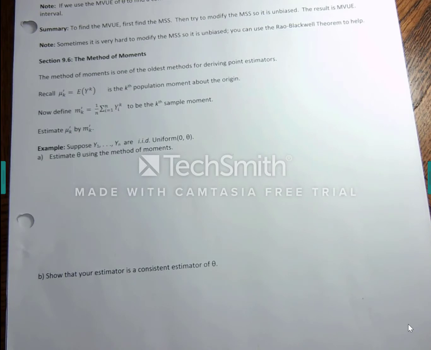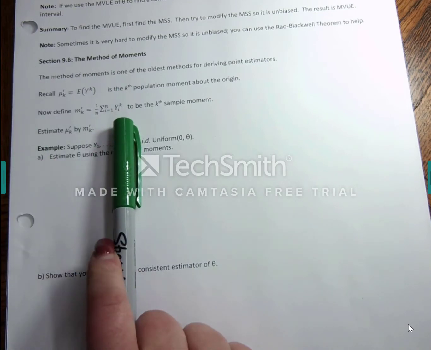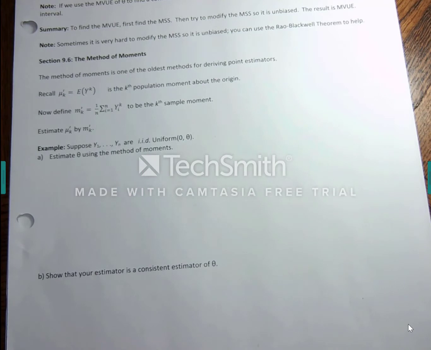Just to remember, recall we're going to review what moments are. We use mu prime subscript k, which is equal to the expected value of y to the k, and we call that the kth population moment about the origin. Now we could define m prime k to be equal to the average of the yi's to the k, and we could call that the kth sample moment. The whole idea here is that we're going to estimate mu prime sub k, which is a parameter, by its corresponding sample moment. We're going to look at several examples of this.